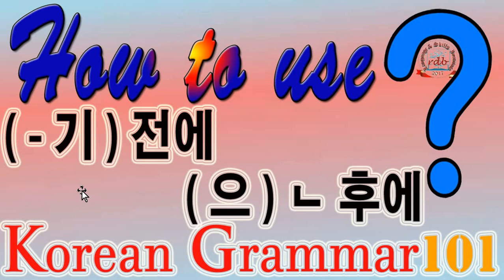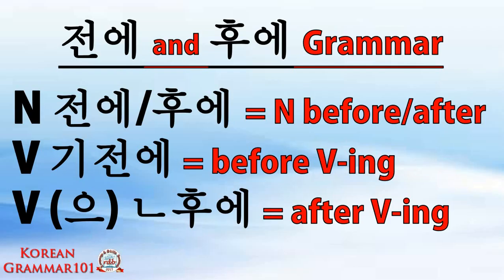For this lesson, we will be learning 전에 and 후에. The expression 전에 has the meaning of before a certain period of time or before some action. It basically corresponds to before or ago in English. The word 후에 translates to after or later, depending on how it is used in a Korean sentence.